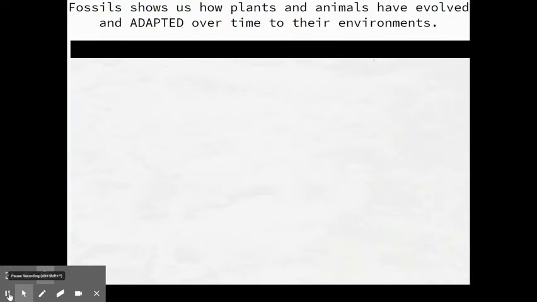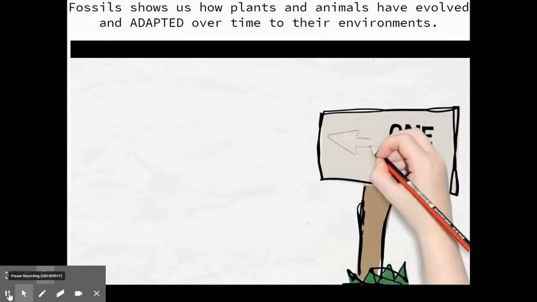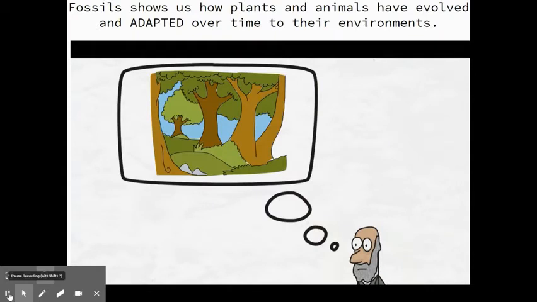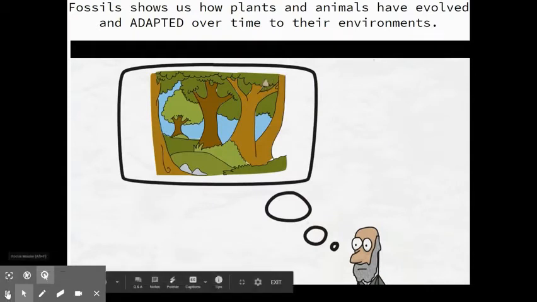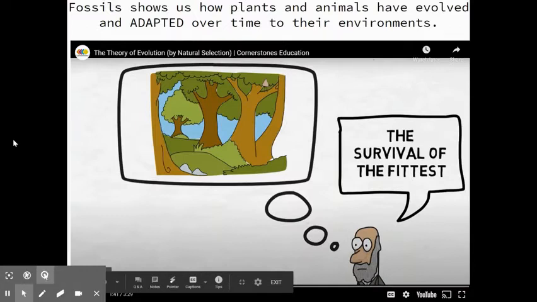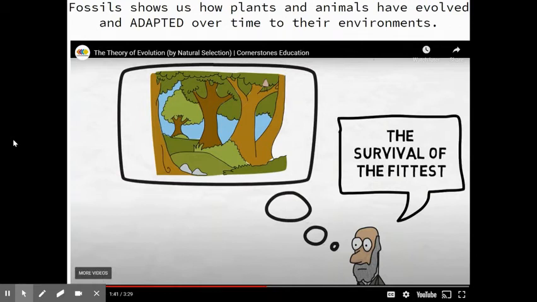Okay, so we're getting to it here. Stick with me. Darwin decided that there was only one way that this could have happened. The birds must have adapted to their environment over time. Okay, guys, so what they just said is that the birds have adapted to their environments over time. They've literally changed, evolved, or adapted to their environment over time. The fossils of plants and animals that we find today show us these adaptations that they've made to their environments.